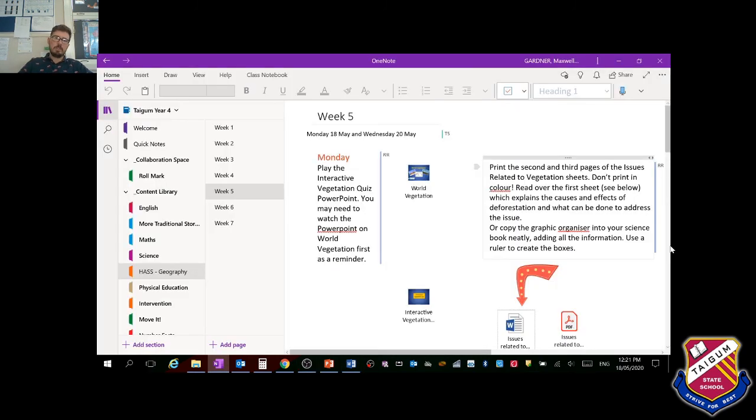And that, boys and girls, is your HASS lesson for today. So you would have done the interactive PowerPoint, and you would have done the issues related to vegetation, okay? If you want to decorate your graphic organizer, you're more than welcome to.